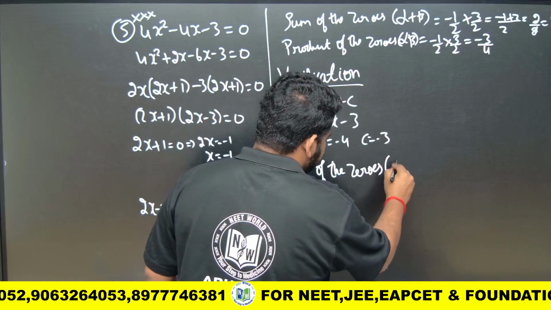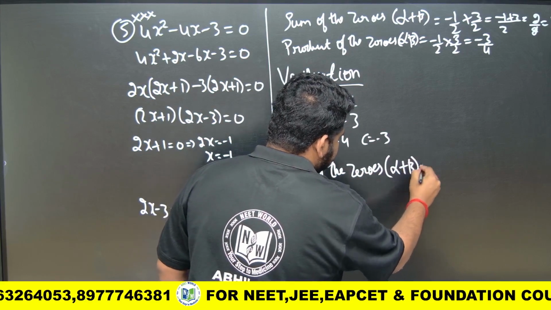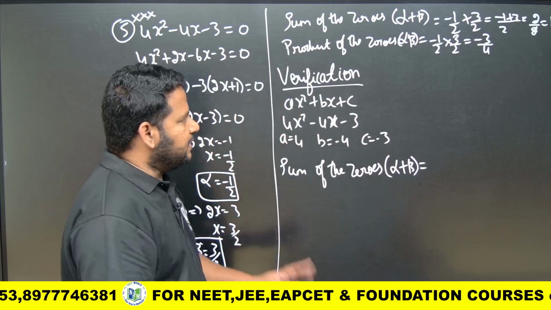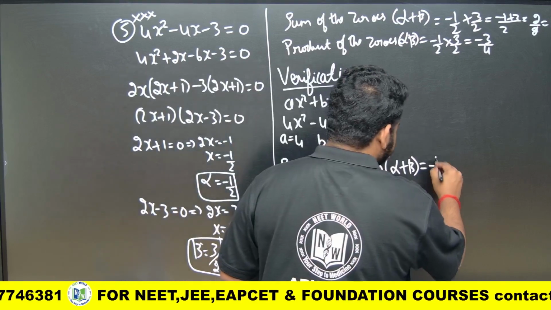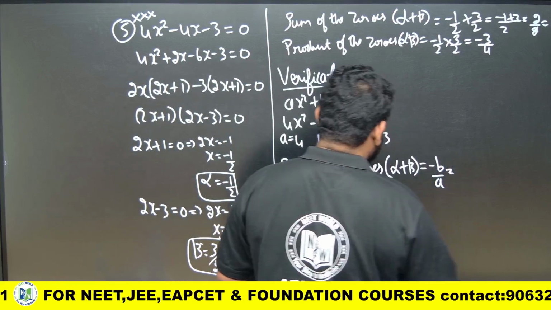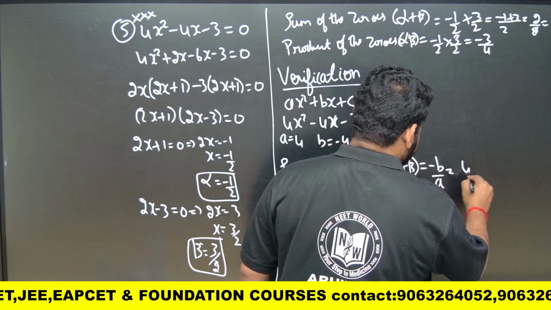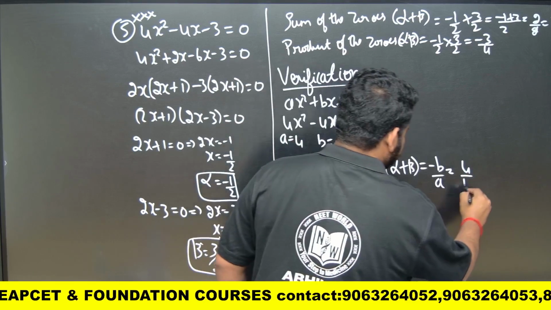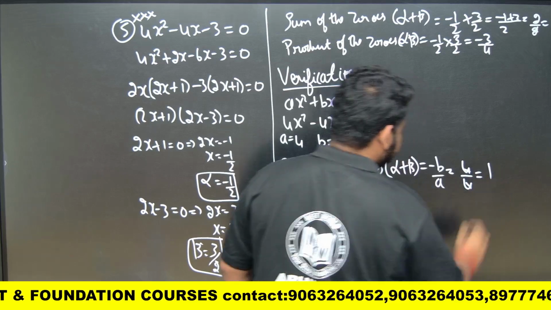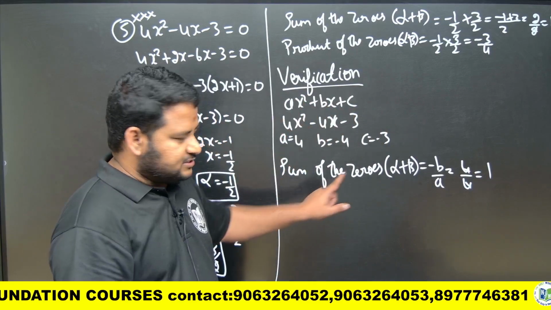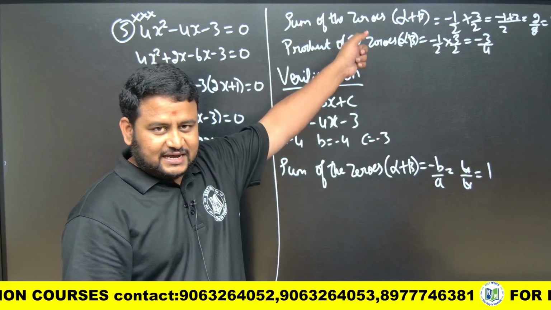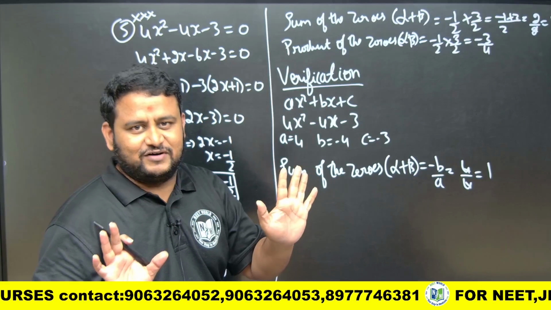Sum of the zeros is what? Alpha plus beta. That is equal to what, friends? That is equal to minus b by a. Minus b means b is 4. Minus into minus will become plus. 4 by a is 4. Okay, 4 by 4 is nothing but equal to 1. So sum of the zeros, here it is 1. By the formula method and the direct method also it is 1. So it is verified. Got it?